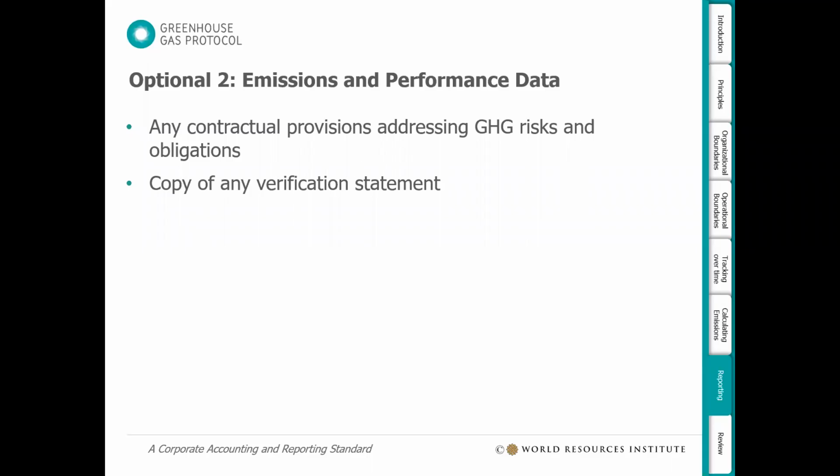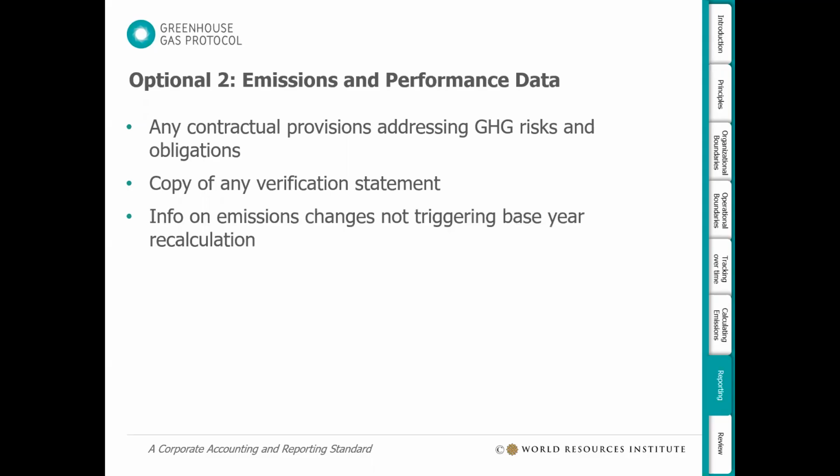Another element is an outline of any external assurance that's been obtained for the inventory. And this might include a copy of a verification statement. So as we discussed, the corporate standard doesn't require that inventories be verified. Instead, we have a chapter that provides guidance on verification.